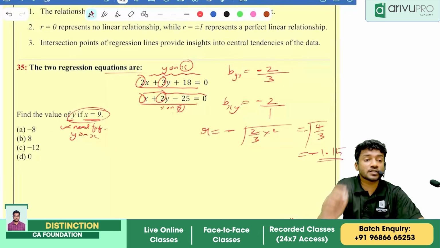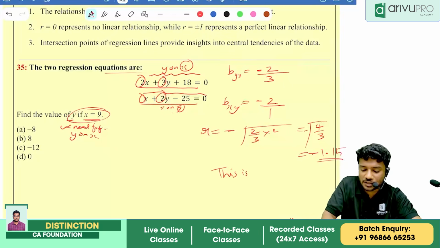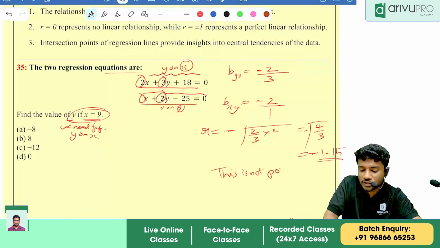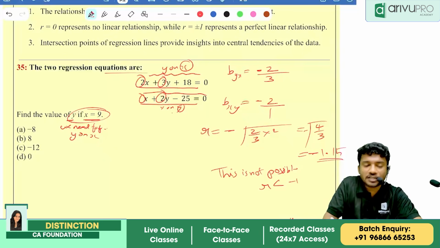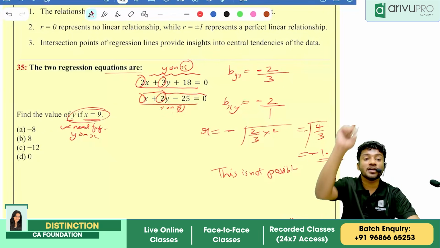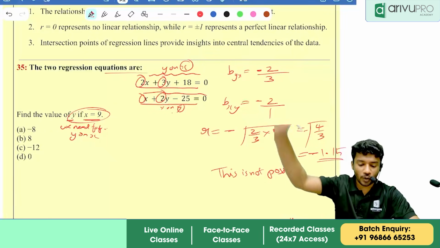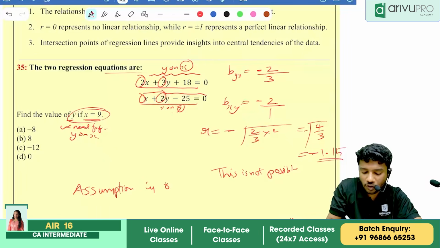Minus 1.15. People, is this possible? No, this is not possible. Why? Because R is less than -1. Can R be less than -1? No, it should be in between -1 and +1. So our assumption is wrong. Ram, are you getting it now?